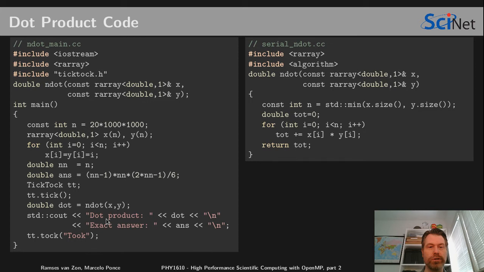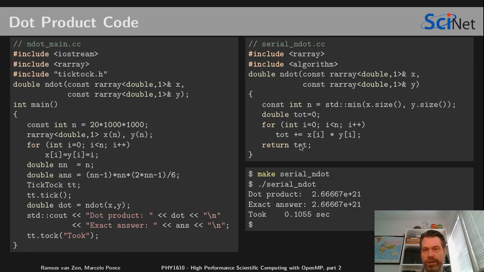So this is part of the OpenMP code that we hopefully git cloned last time. If you do make serial underscore n dots, you will get this code compiled. The serial version is exactly what this is. We're running it. The dot product is 2.666 times 10 to the 21st. The exact answer is that, so we've got the right answer. And this takes 0.1 second. It's pretty quick. Obviously, this is a toy problem. We wouldn't have to parallelize this in any sort of way, but we're going to do it anyway.